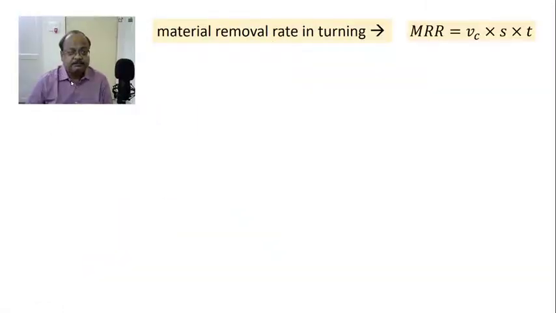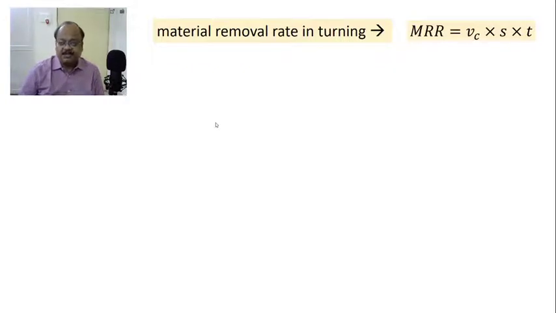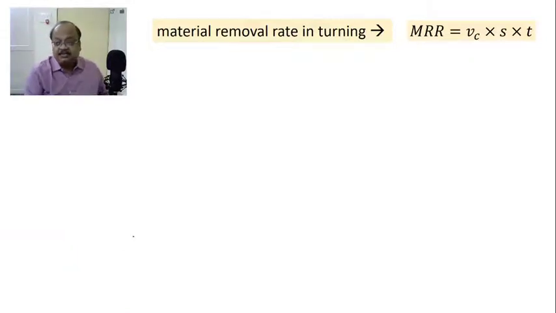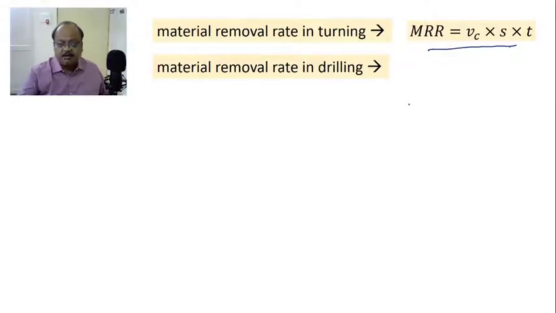So material removal rate in turning is Vc × S × t, that we have done earlier in the first lecture, number 1.2a. And this is once again given here just to remind you. What is the material removal rate in drilling?